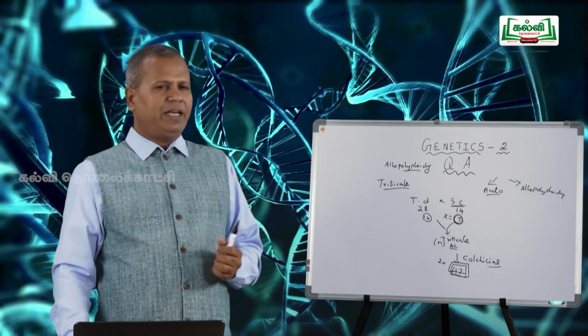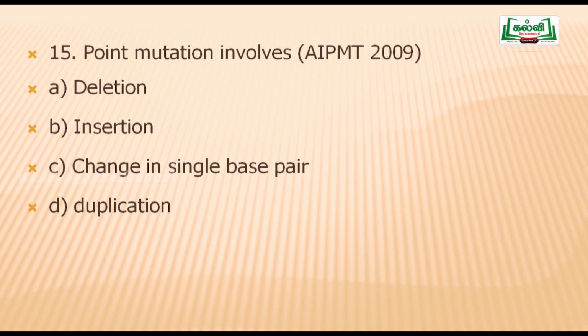Question number 15. Point mutation involves. Already I informed you about gene or point mutation. A sudden change that takes place in a nucleotide or a pair, we call it gene or point mutation. It is of 3 types, namely deletion, addition and substitution. Deletion is removal of a nucleotide, addition is insertion of a nucleotide, and when one nitrogenous base is substituted by another, we call it a substitution mutation. Change in base pair, we call it a frame shift mutation.